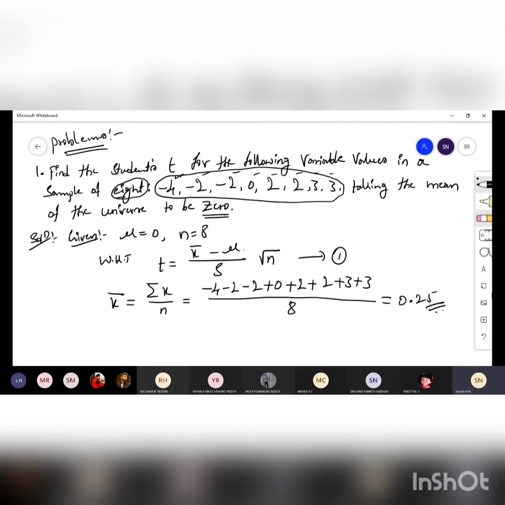Did all of you understand how to find out x bar? Understood? Yes, sir.